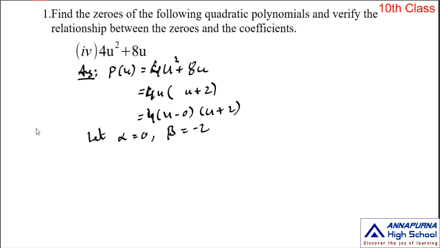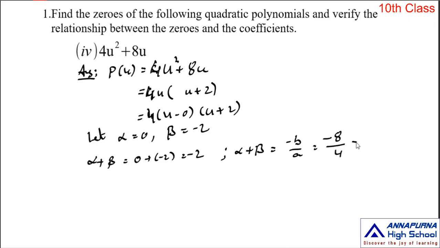Now verify the relation. Sum of the zeros, that means alpha plus beta, is equal to 0 plus minus 2, which is equal to minus 2. From the relation, the sum of the zeros is equal to minus b by a, that means minus x coefficient. Here the variable is u, so that means minus u coefficient. What is the u coefficient? That is 8 by 4, it is equal to minus 2. You get the same result.